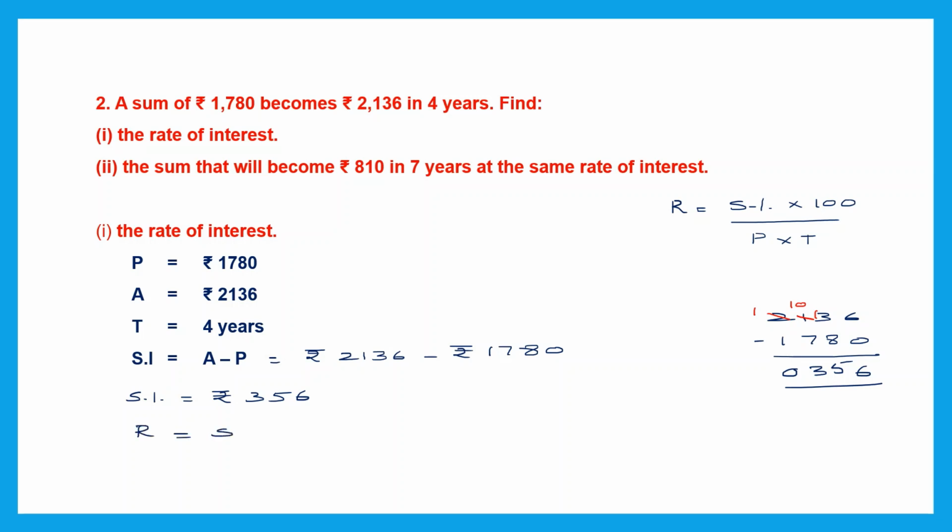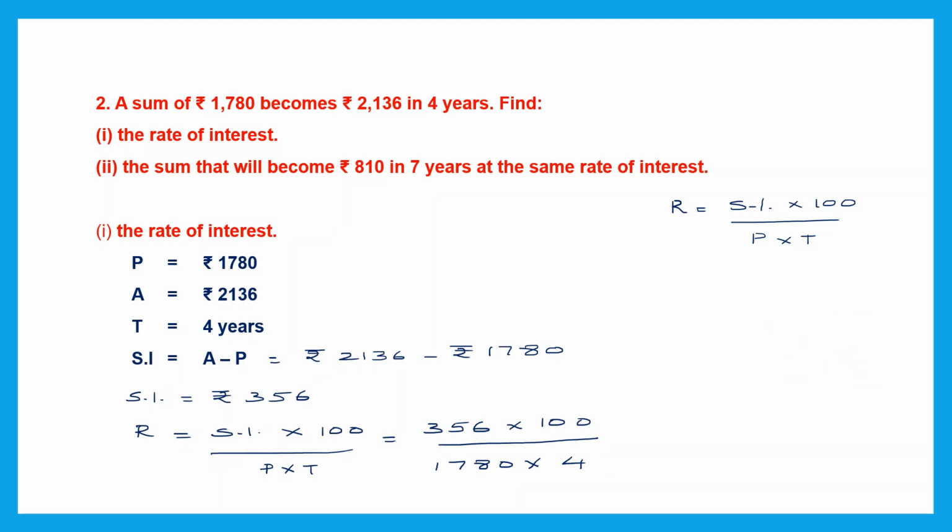The rate is simple interest into 100 divided by principal into time. So simple interest we just found out to be 356 rupees. We're going to multiply that by 100 and divide it by the principal. Principal is given to us, 1780 into time, which is 4 years. Now let's cancel. Cancelling 4 and 100. 4 ones are 4 and 4 into 25 is 100.